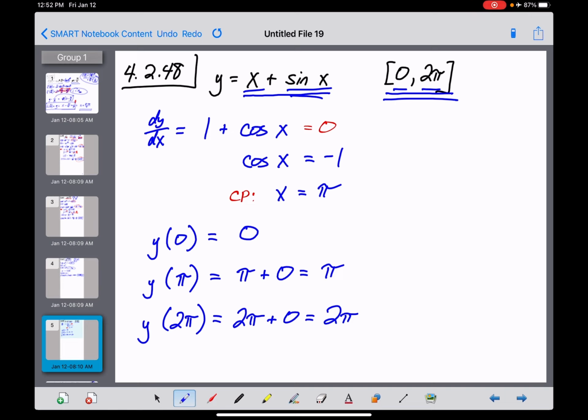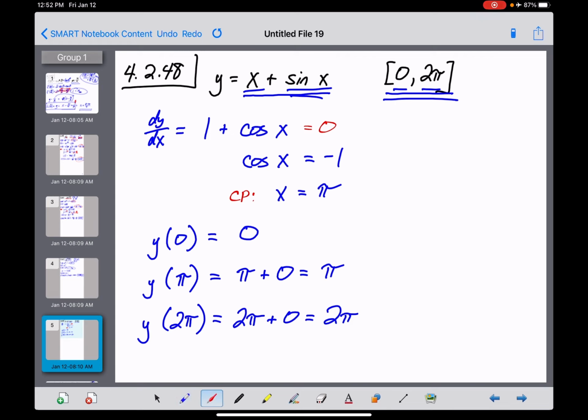And again, I want to make sure I'm reading my directions correctly here. Let's see. I believe it just said to find absolute max and absolute min. Trying to double check that. Sorry. So number 48. I had it. I lost it. There it is. Yeah, find the minimum and maximum value of the function on the given interval.